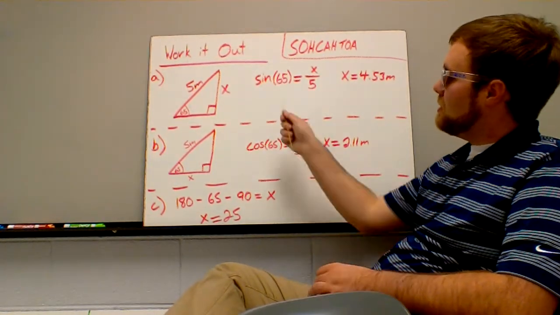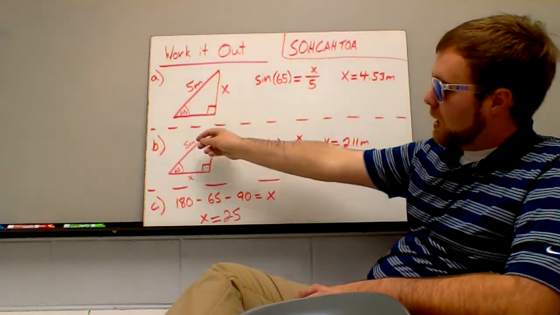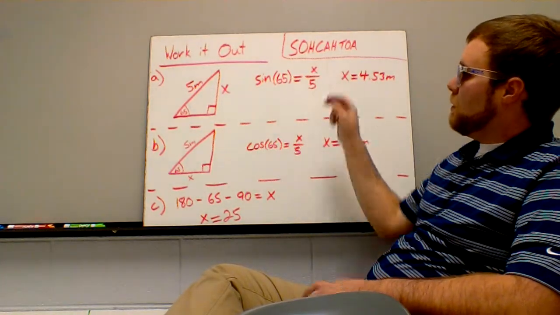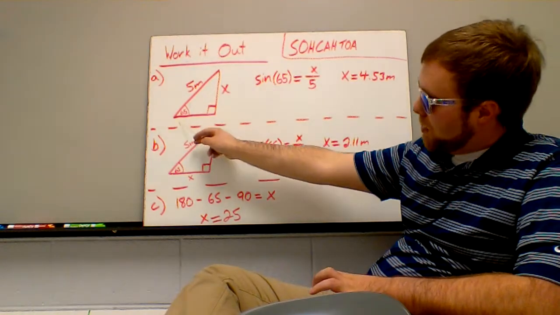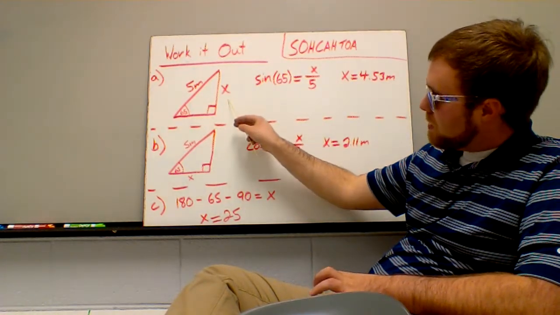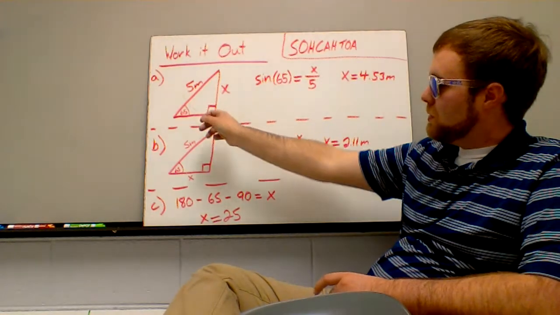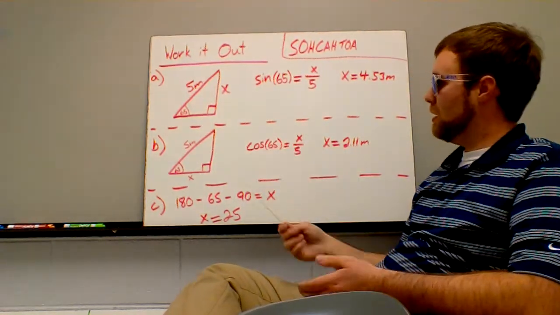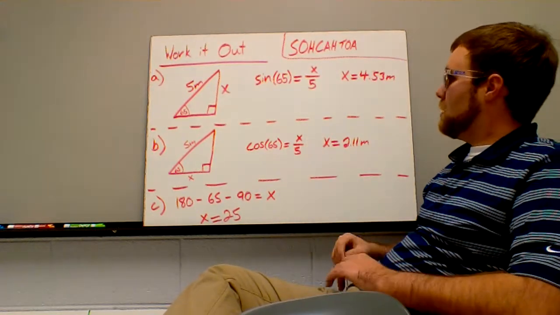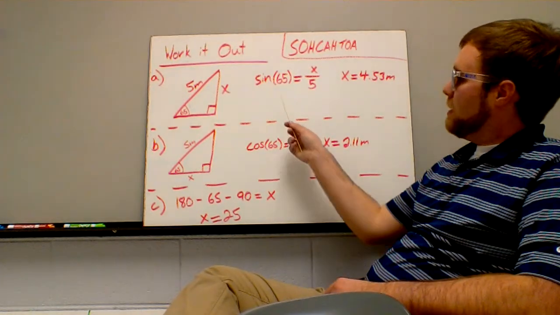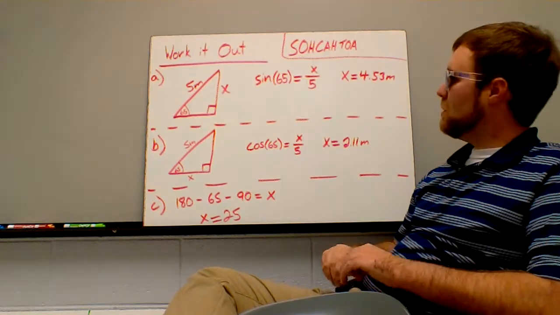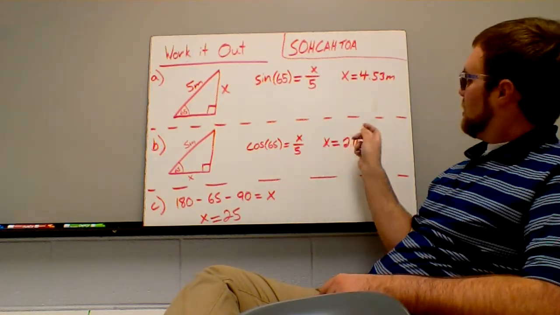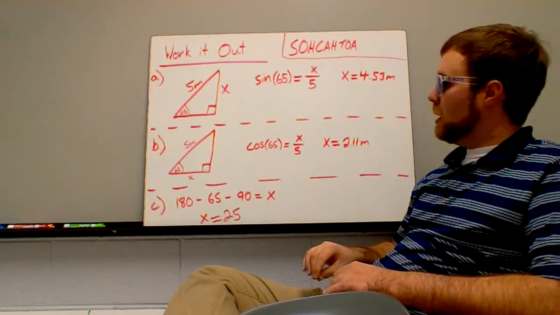I need to use sine, because the sine of 65 degrees gives me the opposite over the hypotenuse. So the opposite side to 65 degrees is x over my hypotenuse, which is 5. I pick sine because those are the two things I have and care about. So when I set up this equation, I get the sine of 65 degrees is equal to x over 5.